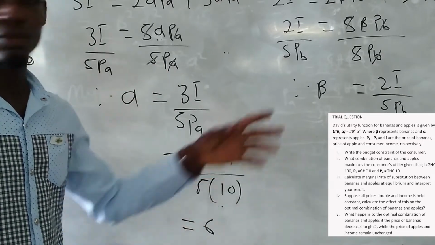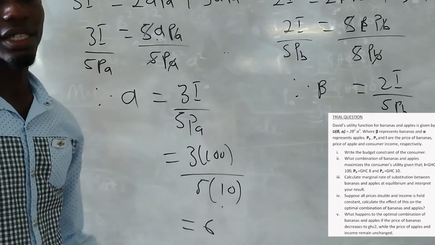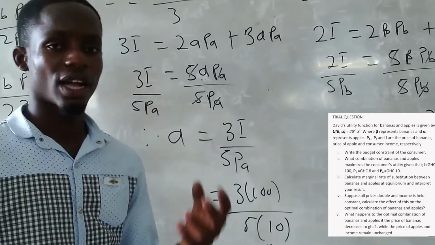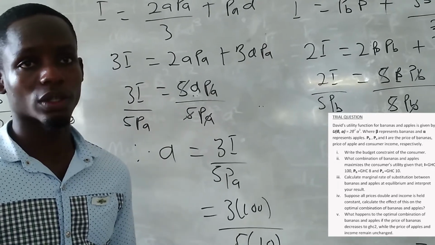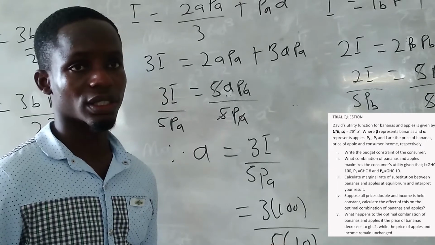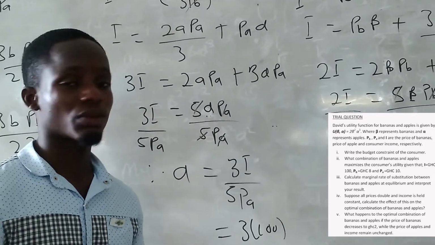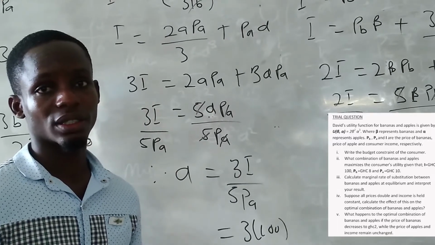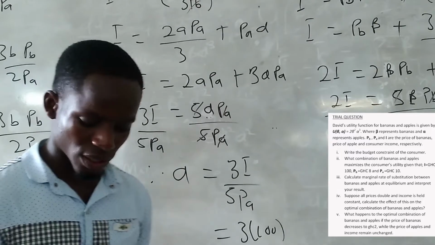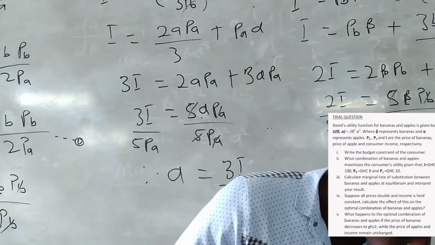3 income over 5 price of alpha. And here to determine the quantity of alpha David will be consuming, we have our income, we have our price. We only substitute to get the quantity David will be consuming for apples or alpha. So let's do that quickly. We have 3, our income is 100 Ghana cedis, all over 5. Our price of A is what? Is 10.